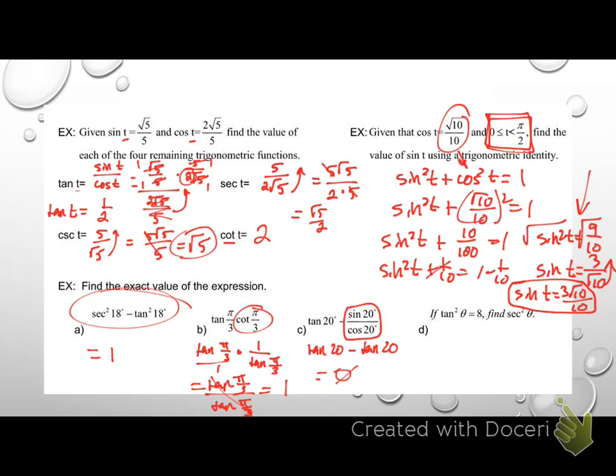Next one, we're talking about tangent and secant again. And so we have that identity that says 1 plus tangent squared is equal to secant squared. Well, this tells us that tangent squared is 8. So we get 1 plus 8 equals secant squared. This is 9. And since it says find secant squared, we're done. Secant squared is just 9. So just a lot of different ways that we can use those identities to our advantage.